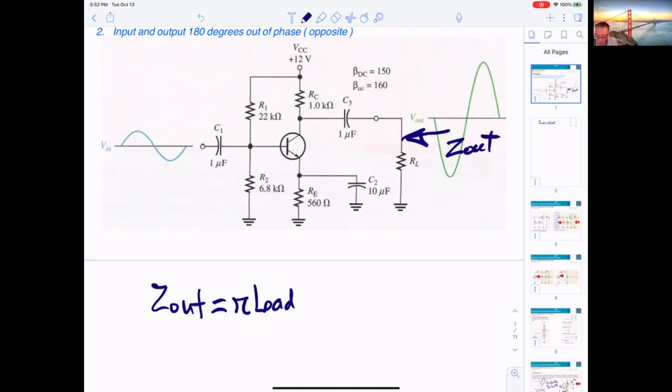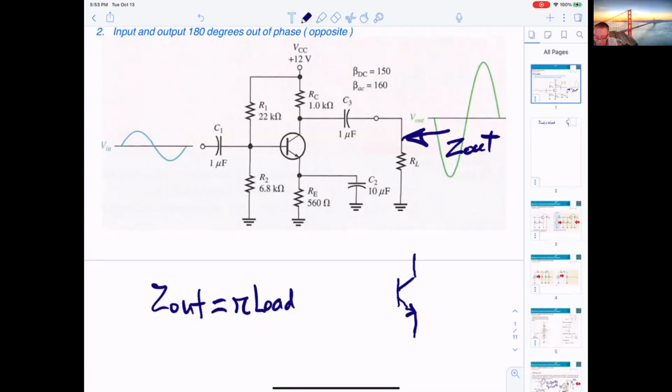So if I draw it, I think it's the square root of RL plus parallel R1, parallel R2, and parallel RL. Hello, you're looking at the output, not the input. I wanted to show the input. Z out is RC parallel RL. Perfect.